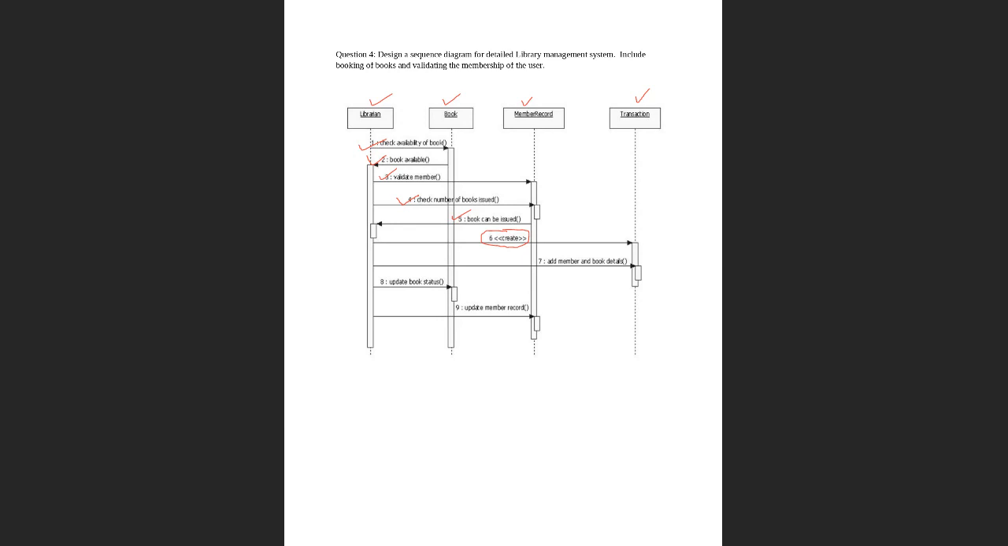Okay, so now after this, the book can be issued. It gets a message that the book can be given. So it has to now create a transaction. So you see in message 6, a create message for the transaction object. Creating a transaction. After creating the transaction, you are adding the transaction details to the member record. After adding this information, it is like this.